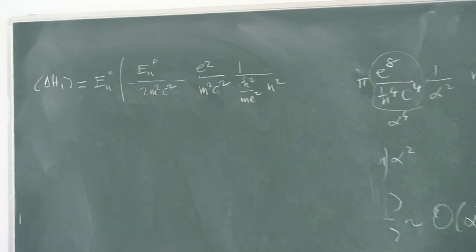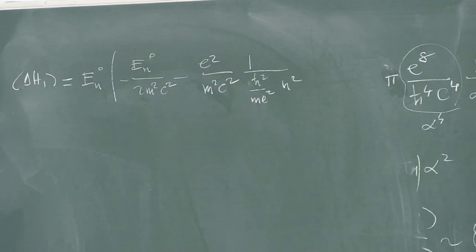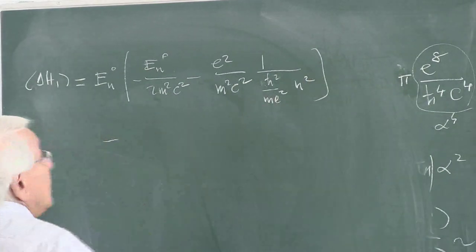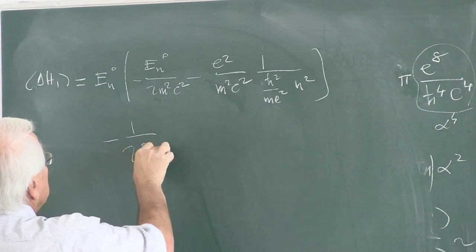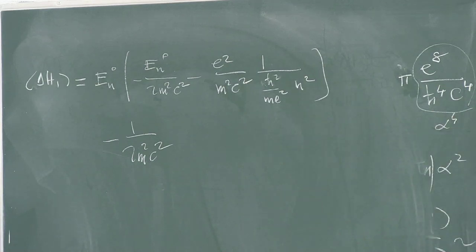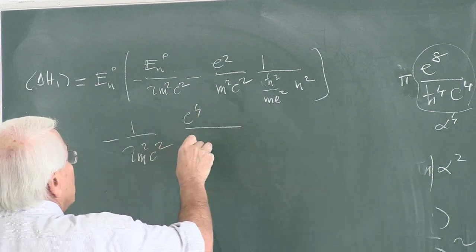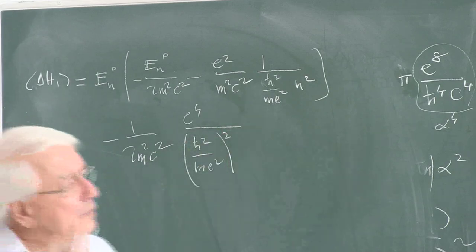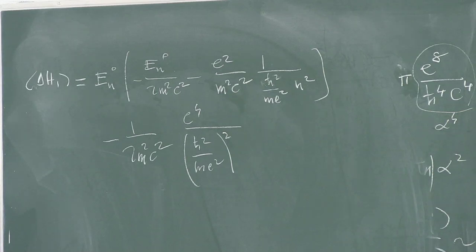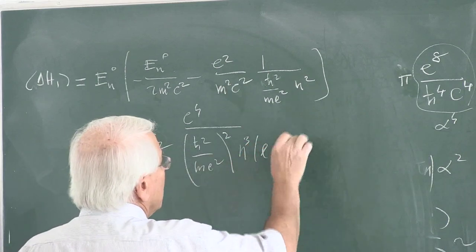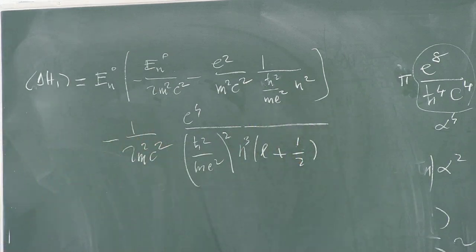The last term is not that simple. So therefore I will do the last term separately in the following manner. Minus 1 over 2m squared c squared, that term is already there in the first place, e to the 4, a_0 squared is h bar squared divided by m e squared squared, you see, and n cube and l plus a half. I cannot do much about them, so let me leave them there. That's the last term. As I said, each term I have to treat separately.